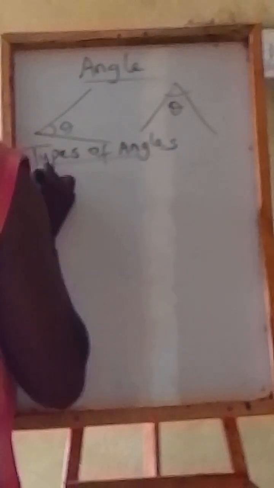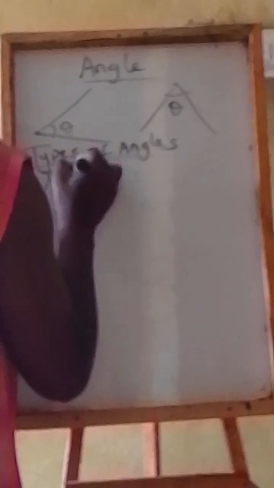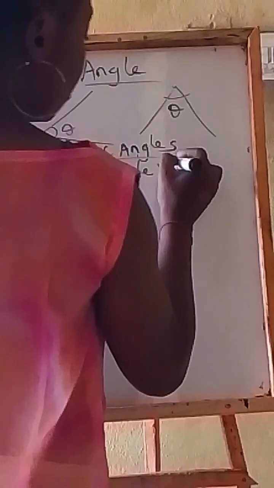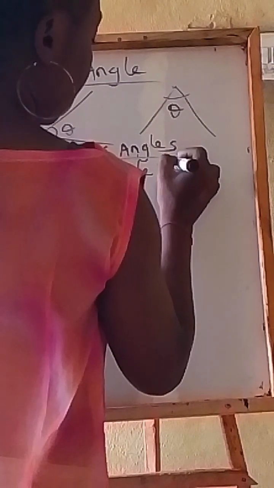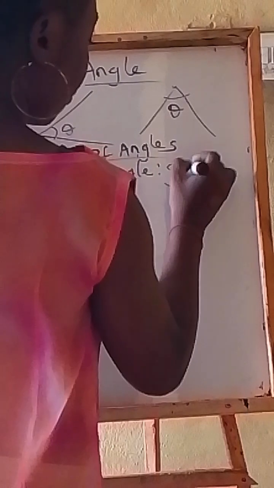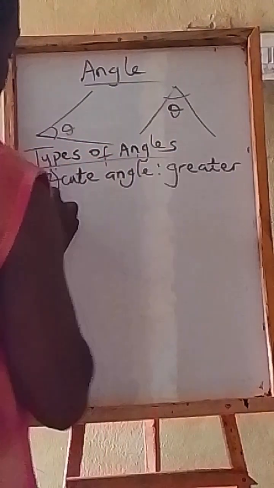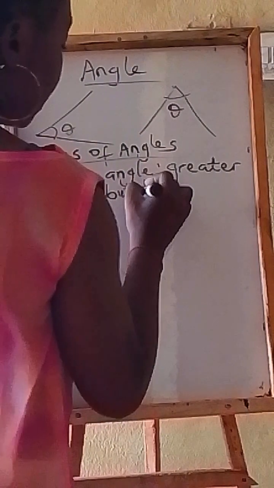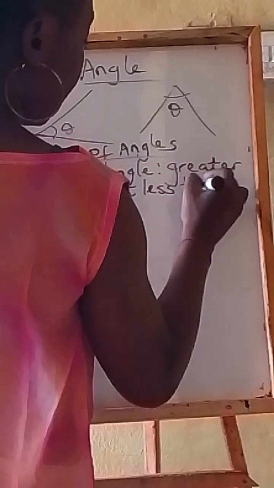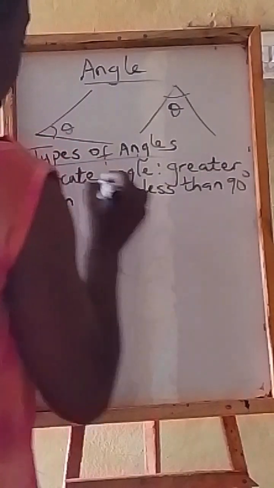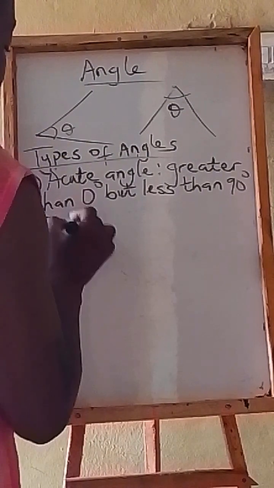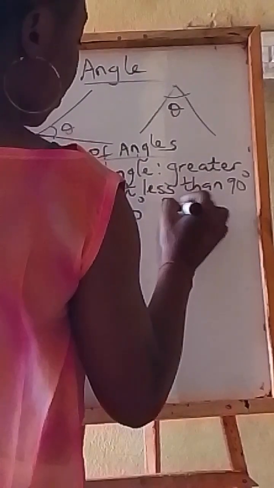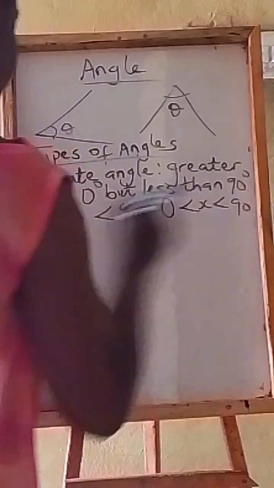One, acute angle. An acute angle is an angle that is greater than 0, but less than 90. Greater than 0, but less than 90. So you have 0 less than s less than 90.